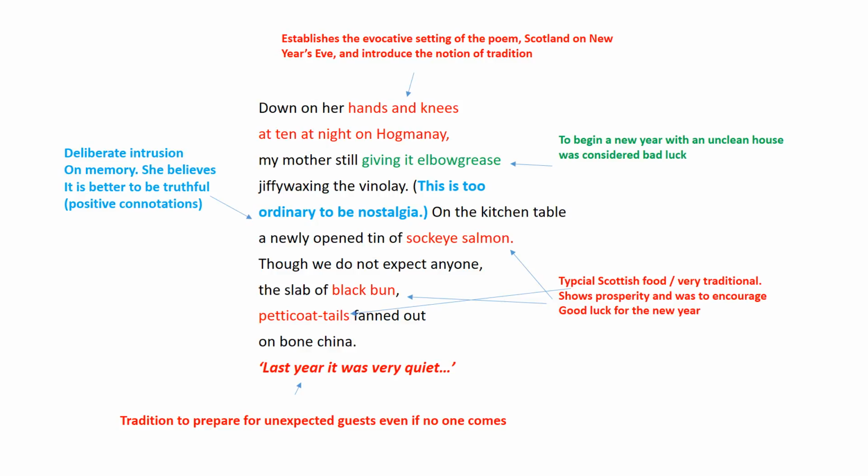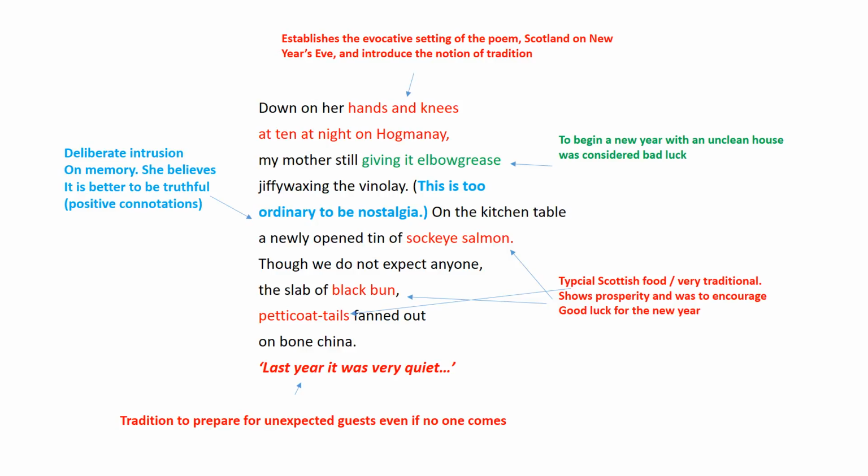So we start off with some word choice with down on her hands and knees at ten to midnight on Hogmanay. It really establishes the evocative setting of the poem, Scotland on New Year's Eve, and it introduces that notion of tradition. The woman's clearly cleaning her house. She's giving it elbow grease. She's really trying to begin a new year with a very clean house, and that metaphor of elbow grease shows us that she's scrubbing it top to bottom. It was considered bad luck to have a dirty house for the new year. You had to make sure that everything was the way you wanted it to be before the new year came in, and that's one of the ideas that runs through this poem.